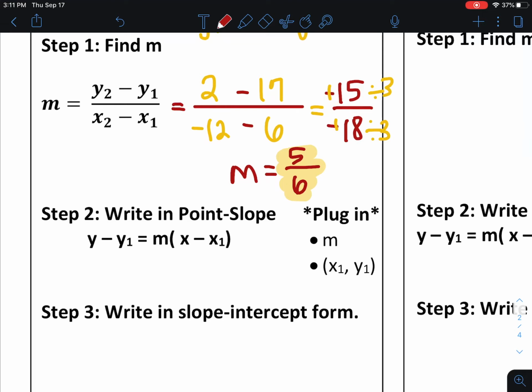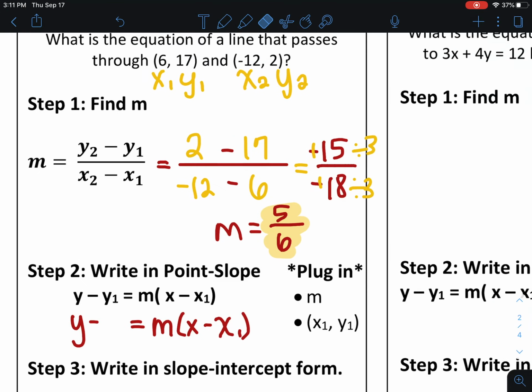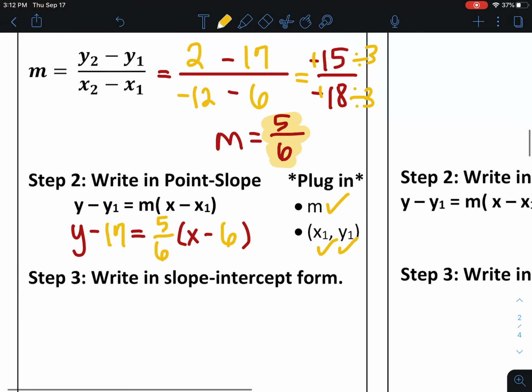Write in point slope form. So this is point slope form right here. So we're going to go ahead and fill in what we know. I'm going to rewrite everything exactly as it is in its original form, and then I'm going to erase and replace. So we have y1, which, let me zoom out so I can see it, was 17. We have the slope, or m, which is 5 over 6. And then we have x1, which was 6. All right, great. This step is complete. We replaced m, we replaced x1 and y1.